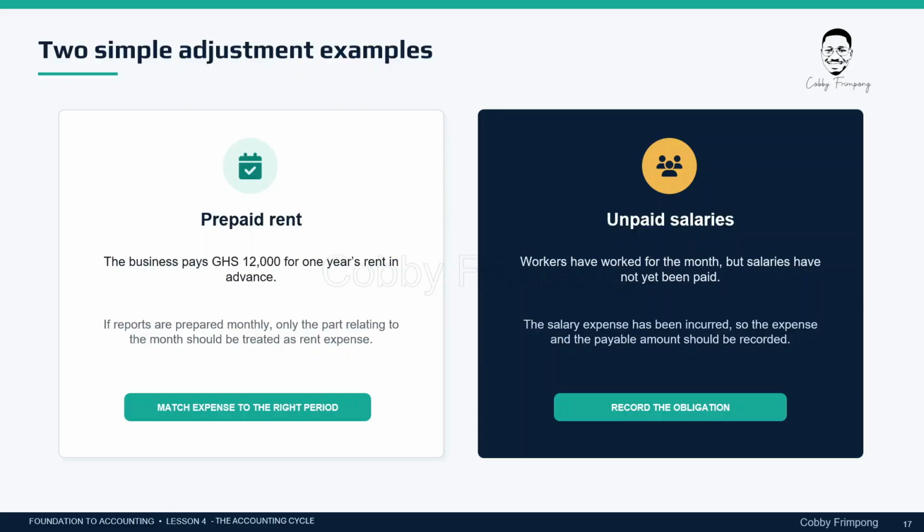Let us look at two simple adjustment examples. Suppose a business pays 12,000 Ghana cedis for 1 year's rent in advance. If the business prepares monthly reports, it should not treat the full 12,000 Ghana cedis as rent expense in 1 month. It should recognize only the portion that relates to each month. Another example is unpaid salaries. If workers have worked for the month but salaries have not yet been paid, the salary expense has been incurred and must be recorded.